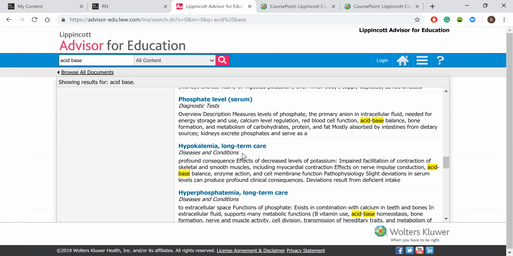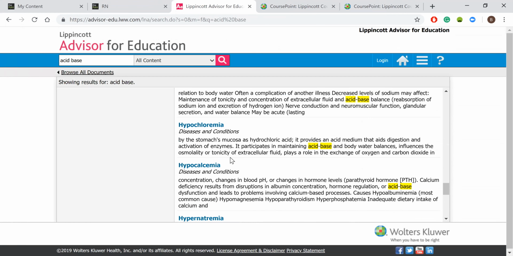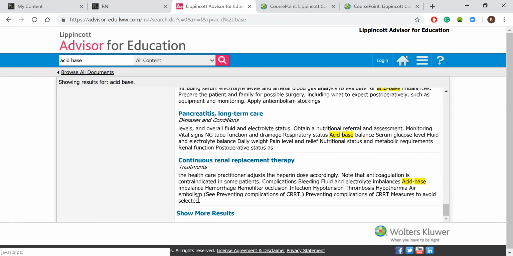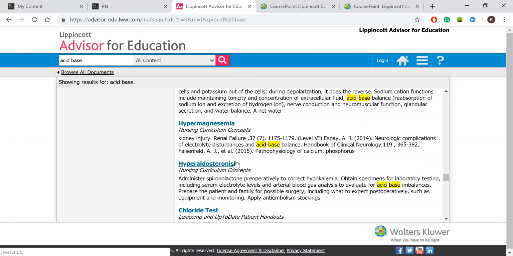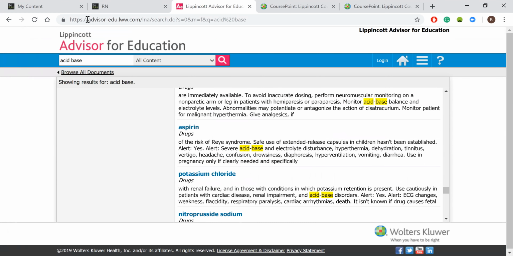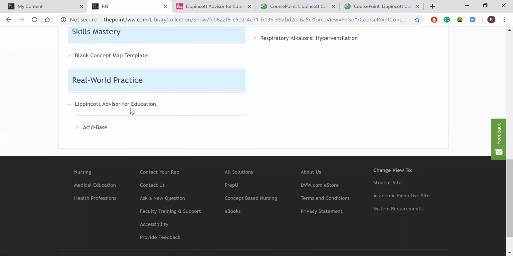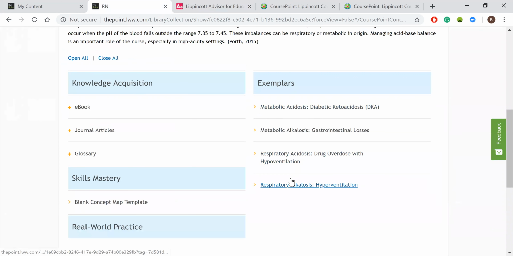This is actually giving you all of the electrolyte imbalances, like the phosphates. I'm trying to get down to the M's. But those will be the 4 pieces that you want to look at for your acid base. So when you go back to your Lippincott here, these are the 4 things you'll be looking at: metabolic acidosis, metabolic alkalosis, respiratory acidosis, respiratory alkalosis.